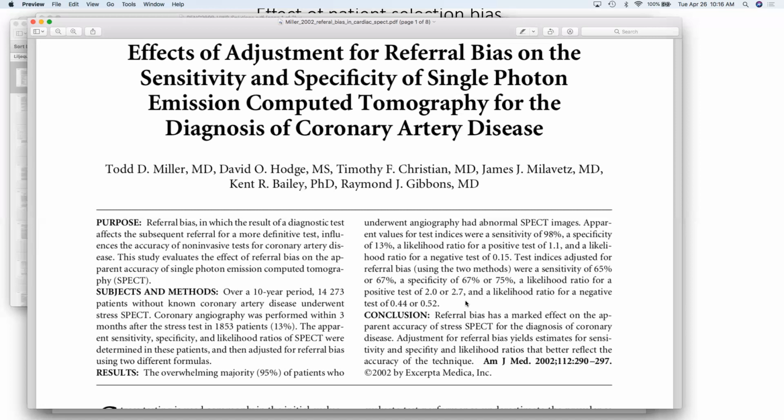So let's just think about it for a minute. How would you do this study correctly, right? What would change here? It's a really, really simple change.